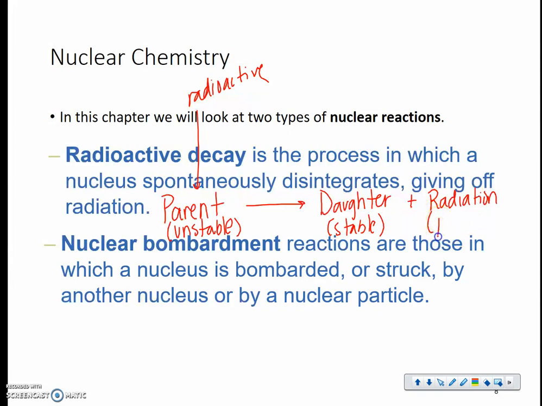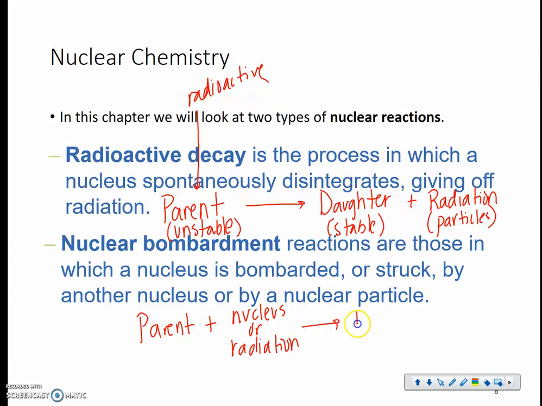Radiation is made up of different particles. We'll talk about all the different types in a minute. The other option is nuclear bombardment, where your nucleus, your parent particle, is bombarded or struck with another substance. So either another nucleus or some sort of radiation.